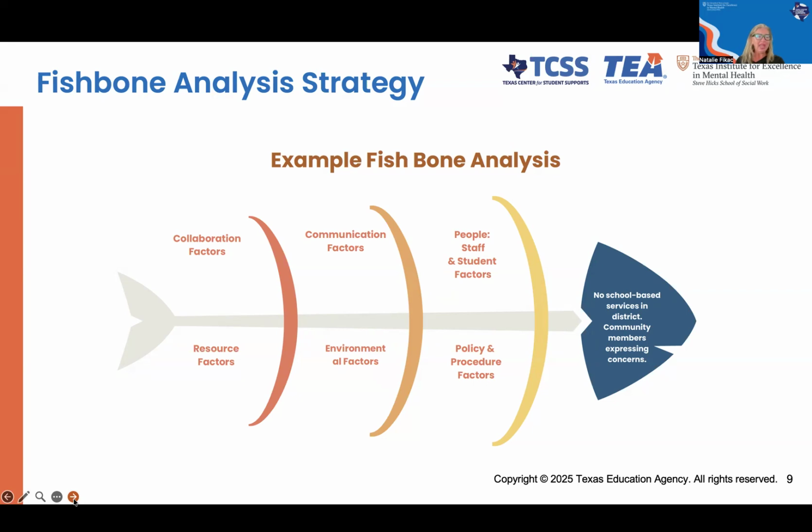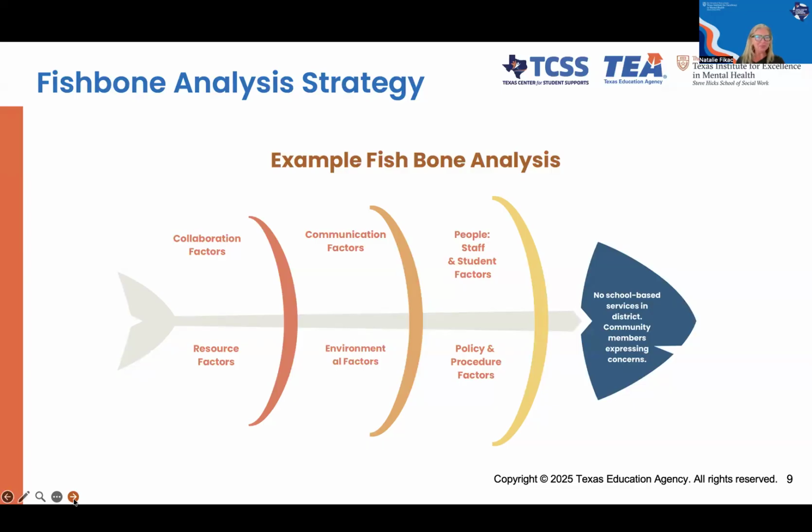Collaboration, meaning external and internal partners oftentimes are not collaborating. Communication. These communication factors can be on an individual, campus, department, or system level. Resources. Resources can oftentimes include fiscal resources, time and effort, or even external or internal resources within the system.